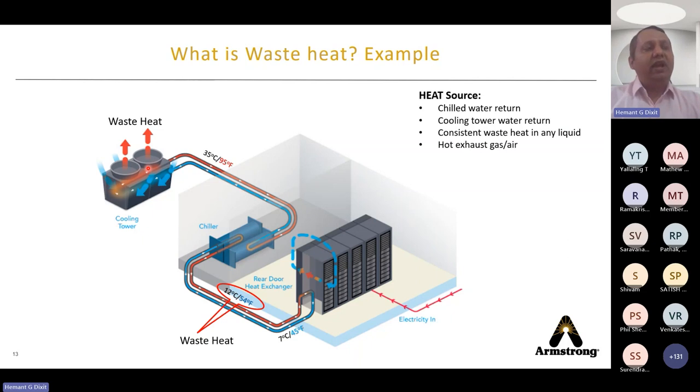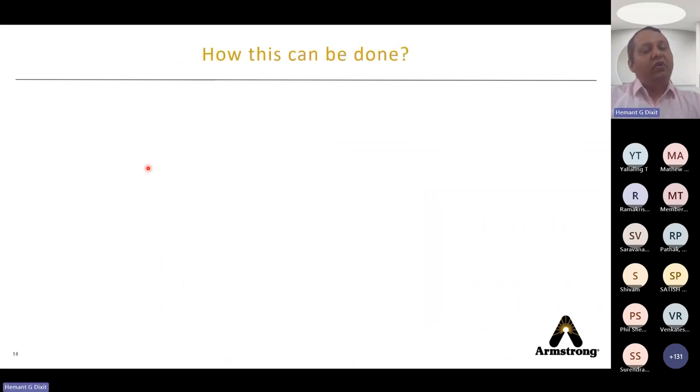So the waste heat can be anything like the chilled water return or the cooling tower return, or even consistent waste heat in any liquid, or even hot exhaust gas or air. And in the heat pump, we can make use of this as the source. End of the day, a heat pump is nothing but a machine or device which takes the energy from the source side and puts it on the sink side. It means the waste heat becomes usable heat. It is very simple, but what exactly is required? How can this be done?